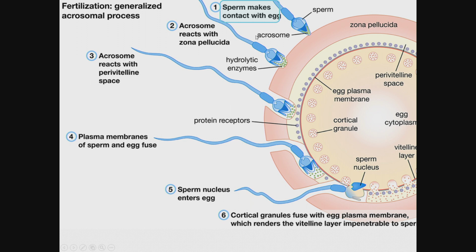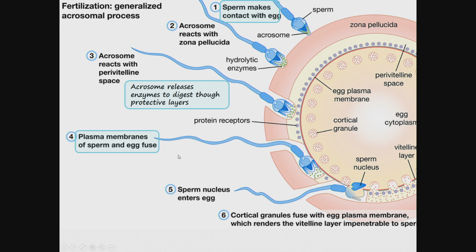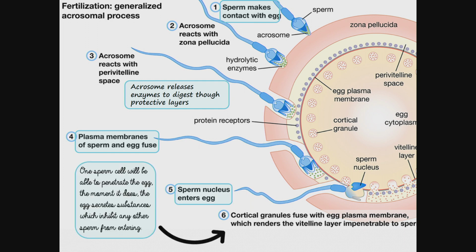So the sperm makes contact with the egg. The acrosome releases enzymes to digest through the protective layers. The plasma membranes of sperm and egg fuse. Then the sperm nucleus enters the egg. Once it does, the egg secretes substances which inhibit any other sperm from entering.